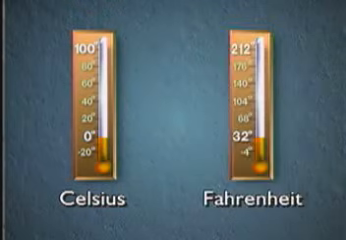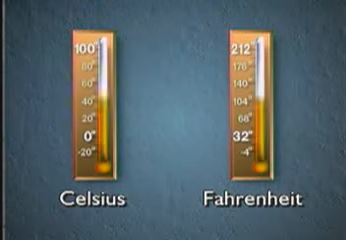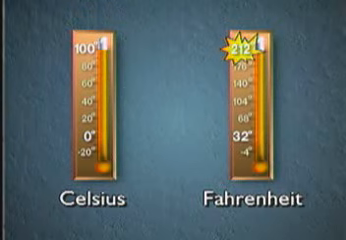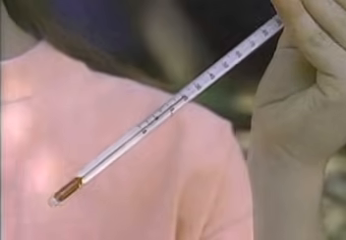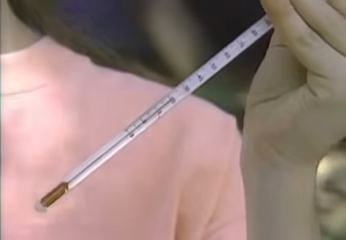Other thermometers use a different scale. With a Fahrenheit thermometer, the freezing point of water is 32 degrees Fahrenheit. And the boiling point is 212 degrees. The numbers of the two scales are different, but the temperatures they mark are the same. No matter what kind of scale it has, a thermometer measures temperature, not heat. Temperature and heat are different in important ways.